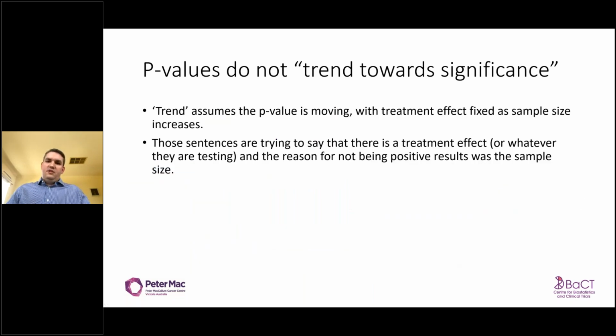So what's the issue? The issue is that when we refer to trends, or when the authors write this trend, they are assuming that the p-value is moving while everything else is fixed and it's just the sample size that is increased. But that's not correct. What those sentences are trying to say is that there is a treatment effect, or whatever you're testing, and they believe that that's true, that there is an effect, and that the reason for not being positive was the sample size, and not that there is no effect at all.